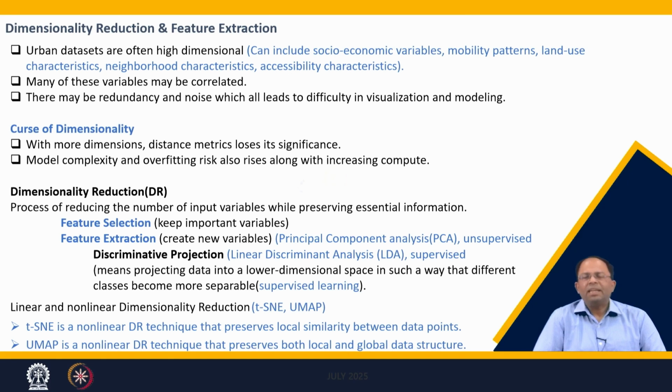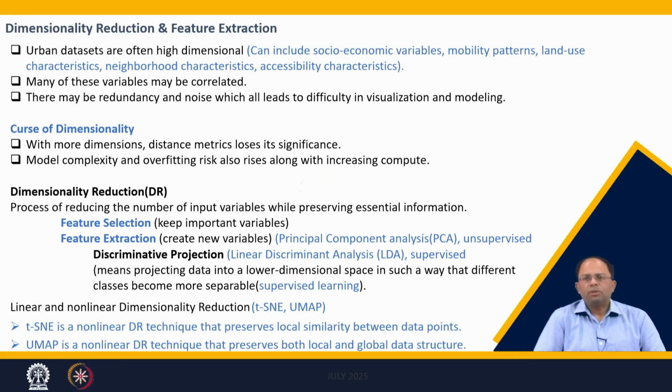So there is no point in unnecessarily increasing the number of features in a particular model. Dimensionality reduction does exactly that. It is a process of reducing the number of input variables while preserving the essential information. That means statistically we should not lose information by deleting some of the features, or rather the model's explanatory power should not be reduced. There are two ways we can do that. One is feature selection, which means we keep only the important variables. The other way is feature extraction, which means we create new variables, as we are discussing.